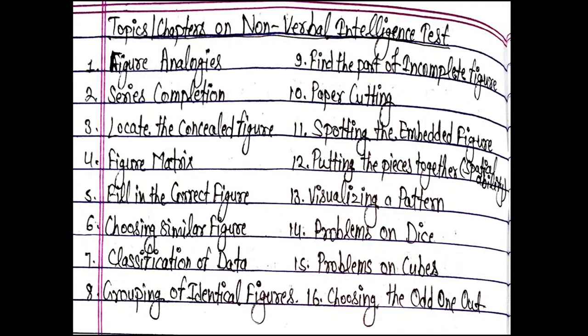Now, topics or chapters on the non-verbal intelligence test. It includes figure analogies, series completion, locate the concealed figure, means hidden figure, figure matrix, fill in the correct figure, choosing similar figure, classification of data, grouping of identical figures, find the part of incomplete figure, paper cutting, spotting the embedded figure, putting the pieces together, that is spatial ability, visualizing a pattern, problems on dice, problems on cubes, and choosing the odd one out.